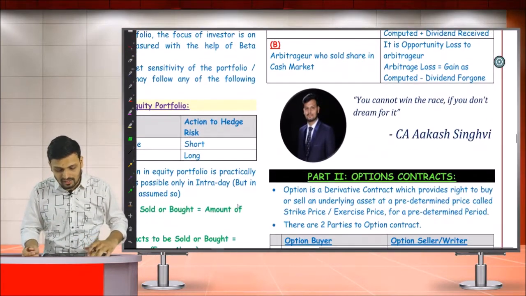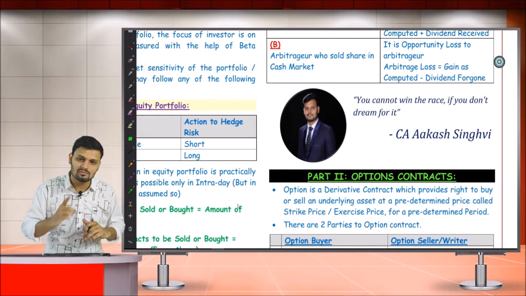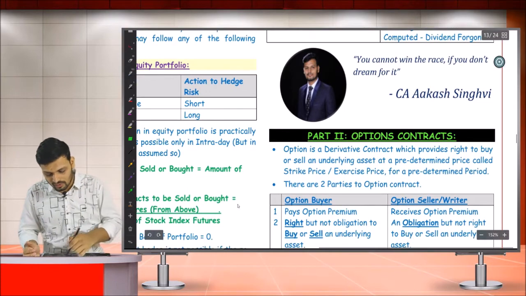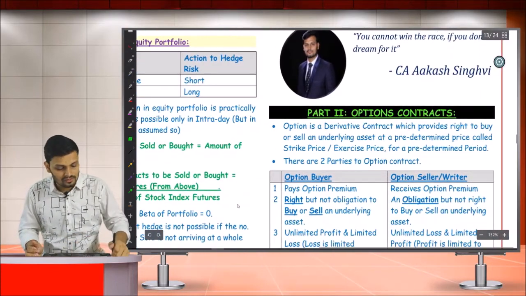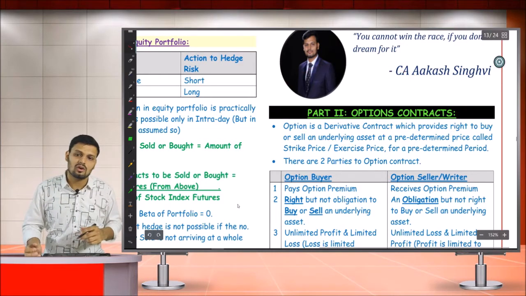So we have completed the entire futures part, that is the first part. The futures contract was the first part. Now let us move into part 2, that is the options contract.